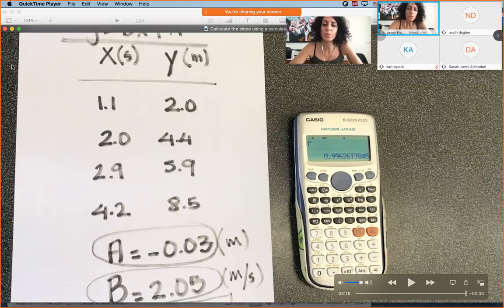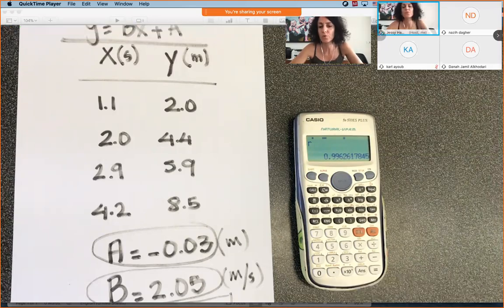I want you please to put your calculator in front of you and to try this. Watch the video again later and pause for every step and try it on your own, okay? If your calculator is different, please let me know. I can help you with the steps.